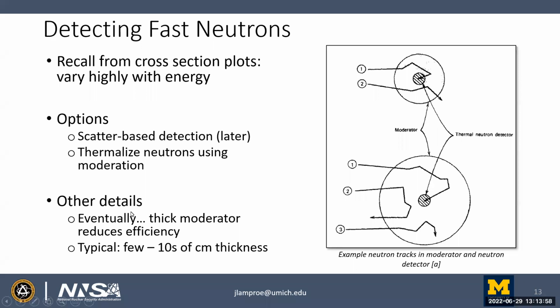The important thing to think about here is that eventually, if you have too much moderator, you're going to reduce efficiency. You're going to be stopping some of the neutrons before they get to the detector, so that'll make your numbers go off a little bit. But typically, a few centimeters of thickness is good.